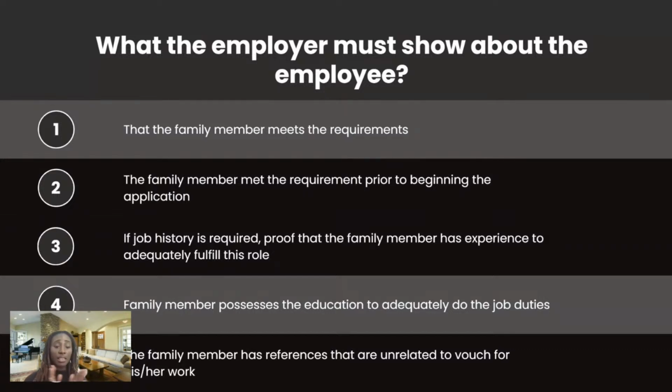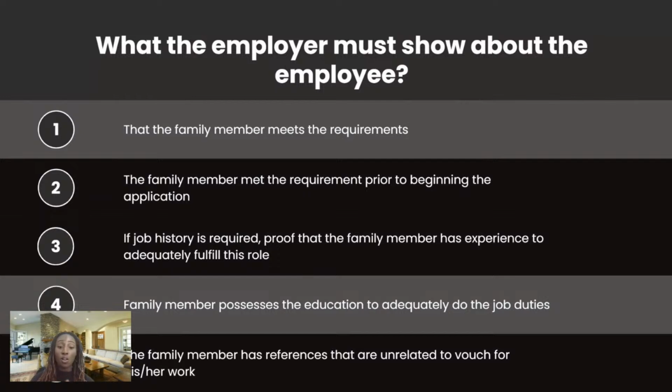Second, that the family member met the requirement prior to the beginning of this application. Third, if there's job history, proof that the family member had the experience adequately to fill this role. Now, with this one, we want to see that happen prior. And one thing that we run into a lot of times with employers is that they'll have a family member that received that experience with them. That is not what USCIS wants to see. They will not count that as qualified work experience.